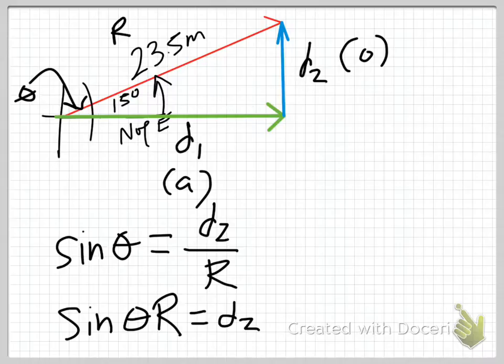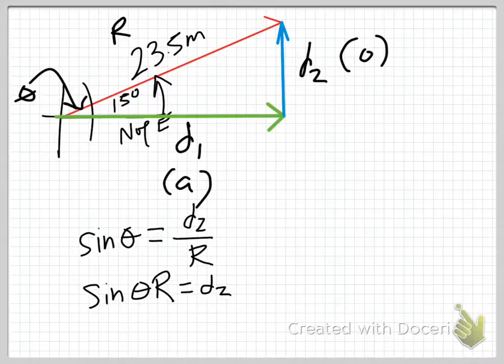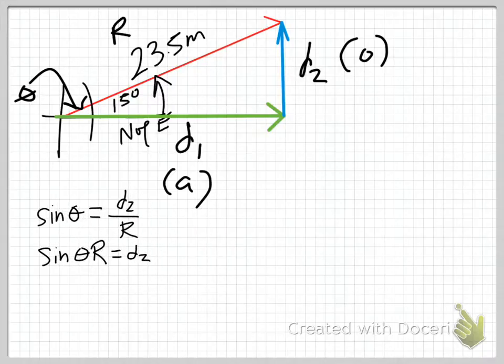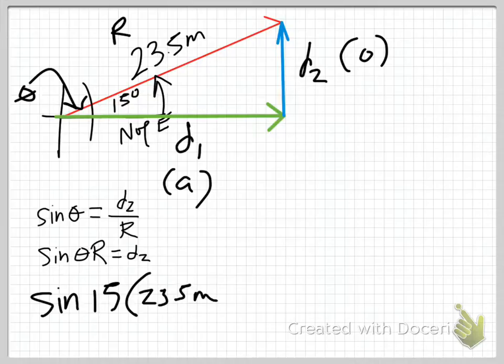So let's go ahead and plug in values to get a solution for D2. The sine of 15 times 23.5 meters is going to equal our second displacement. Who has a raw answer?